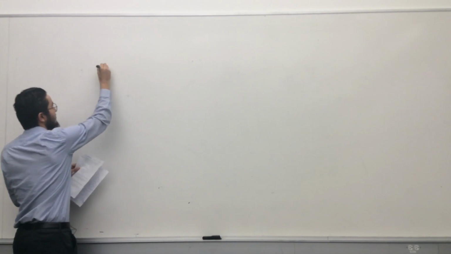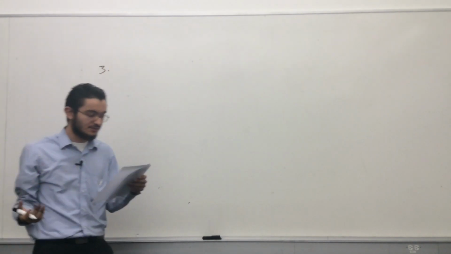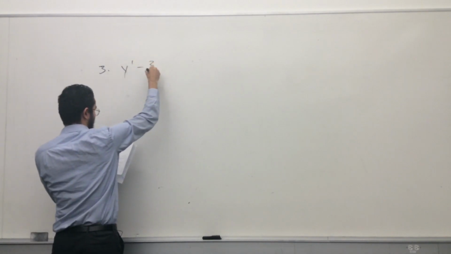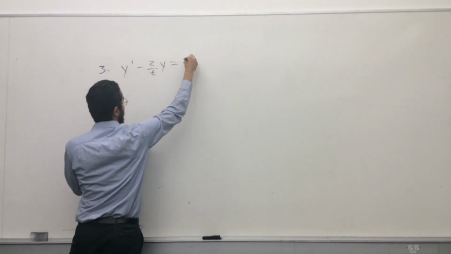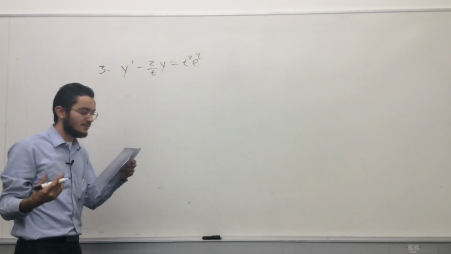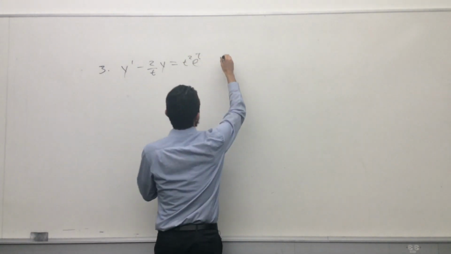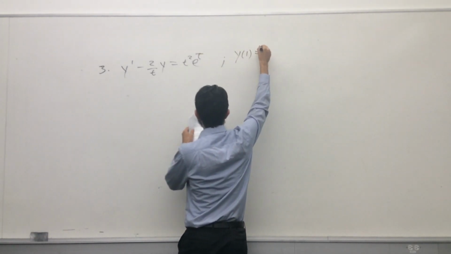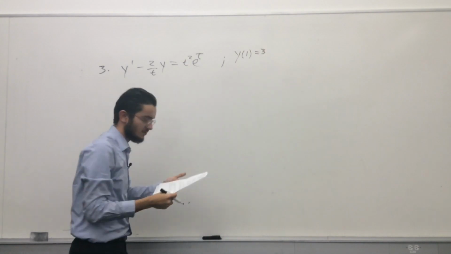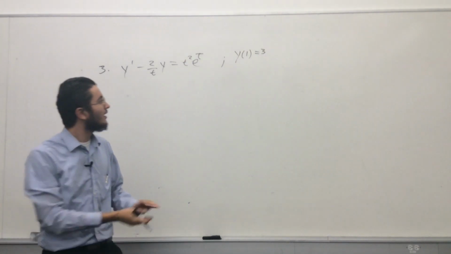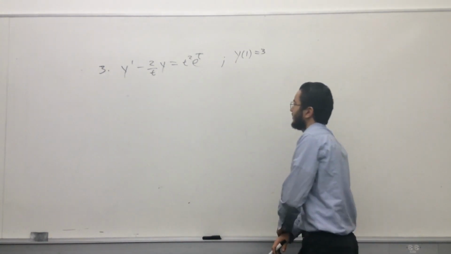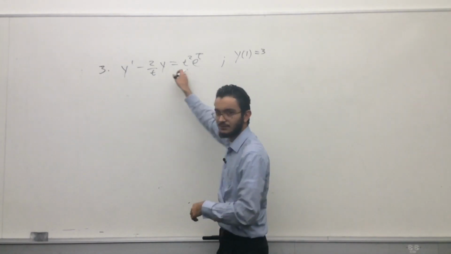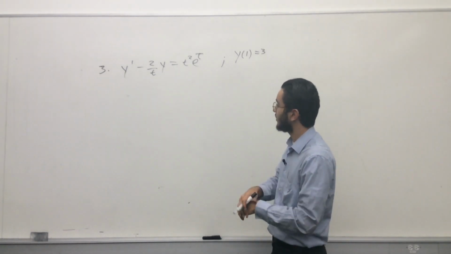Now, problem 3 asks, solve the differential equation y prime minus 2 over t times y equals t squared e to the t. And now the initial condition, this is an initial value problem, is going to be y of 1 equals 3, okay? So this is just an initial value problem. And how can we describe this? Well, this looks like a linear differential equation, first order, right?